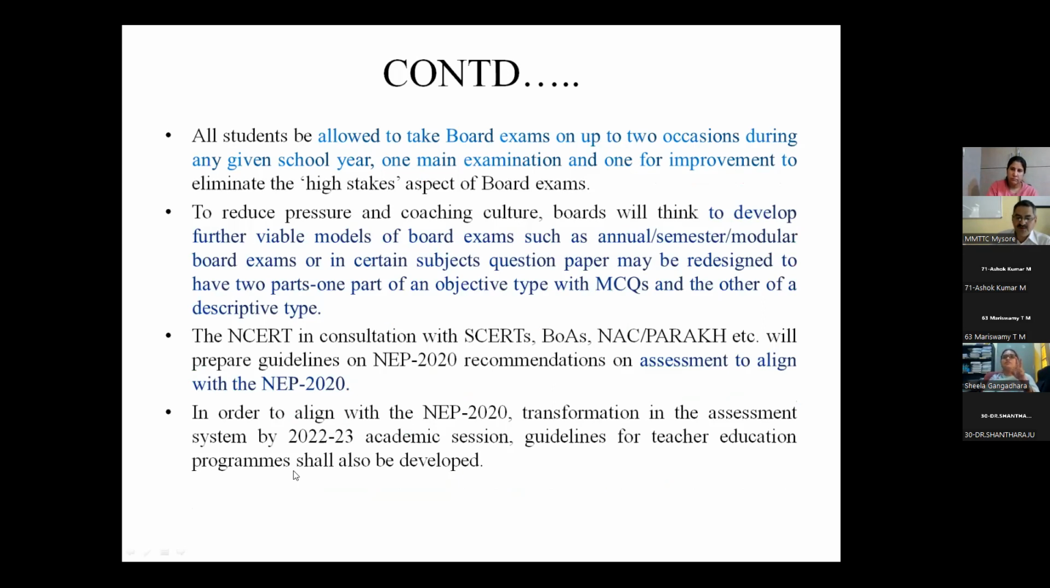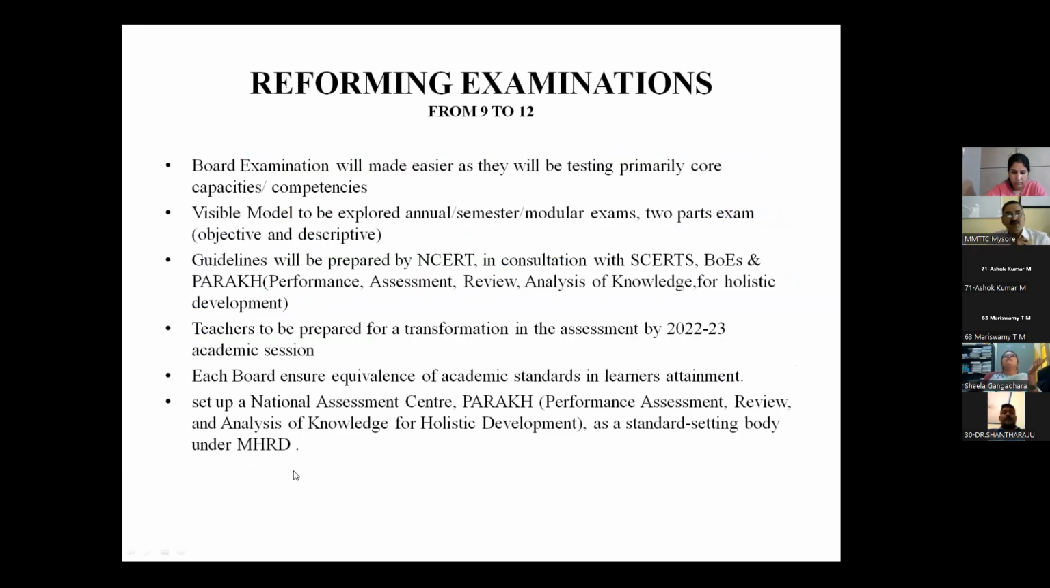And then we should have a question paper with objective type and essay type questions. These question papers or assessment patterns should be decided in consultation with the SCERTs, NAC or NCERT. All these guidelines should be in accordance with the NEP 2020. And we have to reform the examination through having semester system exams, modular exams, annual exams, like that.